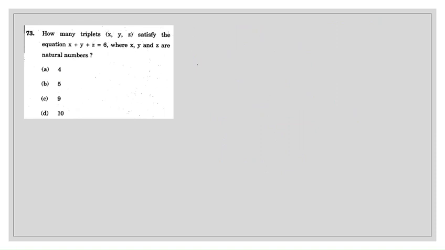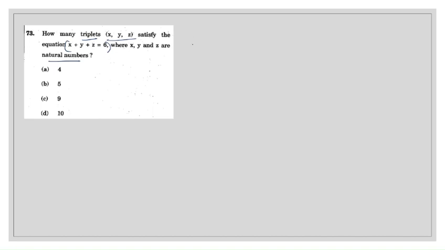The next question that we have says, how many triplets x, y, z satisfy the equation x plus y plus z is equal to 6, where x, y, z are natural numbers? So in this case, they are asking how many such triplets can be formed using just natural numbers whose sum will be equal to 6. This is the question that they are asking.